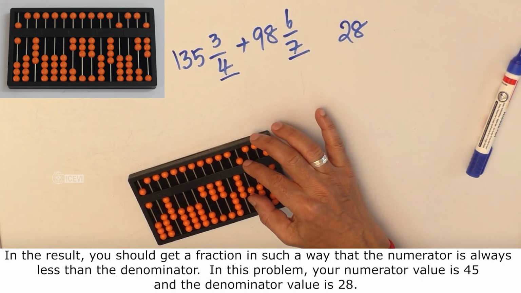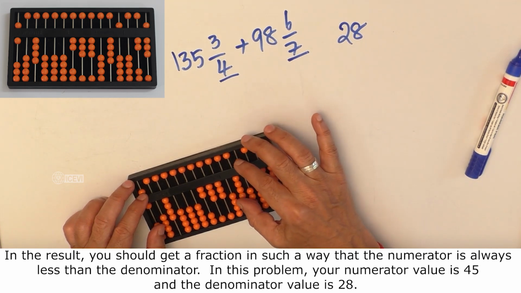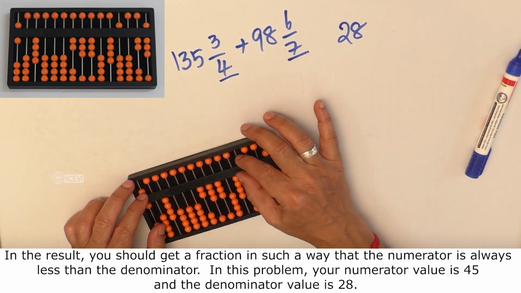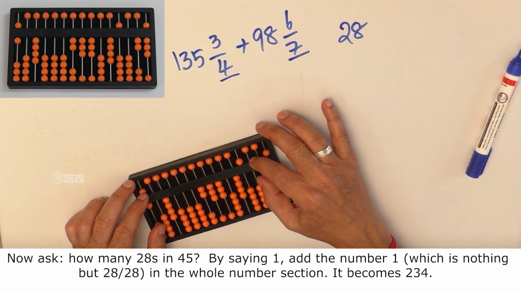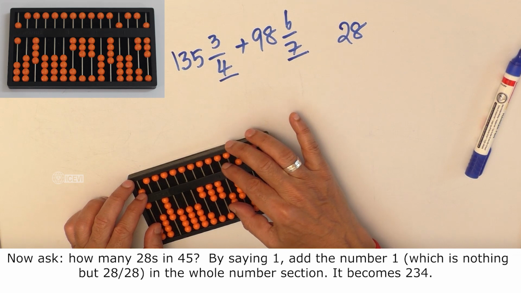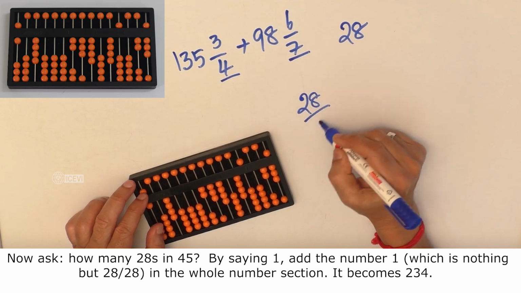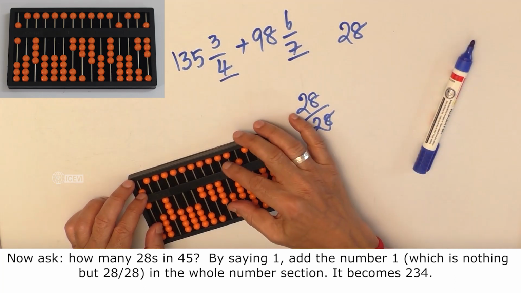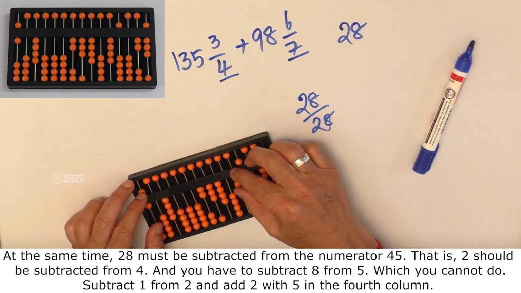In the result, you should get a fraction in such a way that the numerator is always less than the denominator. In this problem, your numerator value is 45 and the denominator is 28. Now ask, how many 28s in 45? By saying 1, add 1, which is nothing but 28 by 28. In the whole number section, it becomes 234.